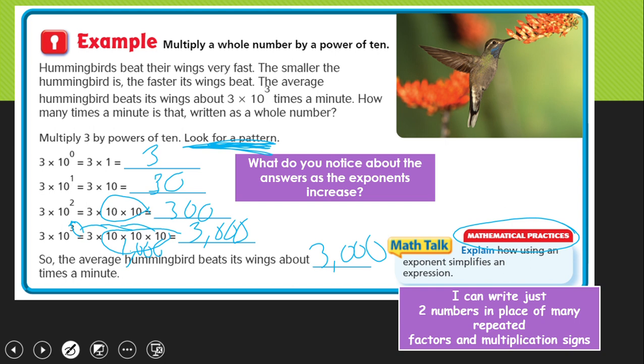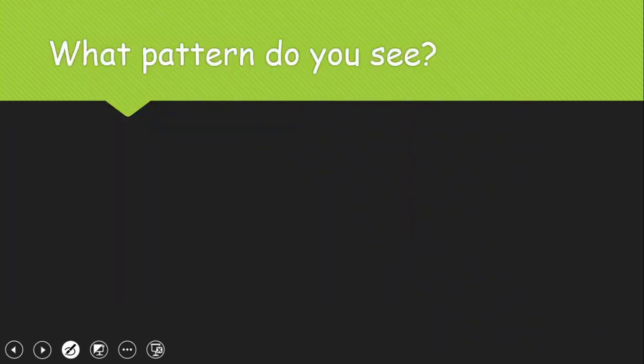See how it's simpler? I'm going to go ahead and clear some of the things here just so you can see some things that I want to point out. So instead of writing this whole thing, which takes 2 extra multiplication signs and then 2 extra 10s, you could just do 3 times 10 to the power 3, which makes it simpler. So what pattern did you see?